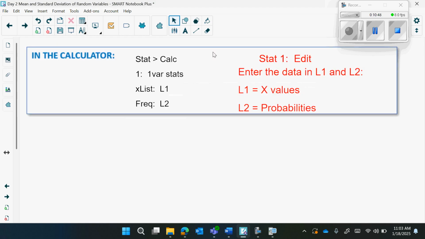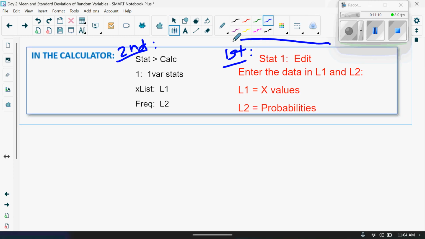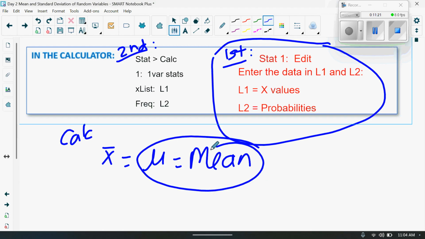To note, you first really should go to these red steps here. First, you're going to go to stat, edit, and enter the data in L1 and L2. L1 is the X values, L2 is the probabilities. After you do that, you're going to go to stat, calc, one variable stat, L1, L2, and then you're going to get the mean. And the mean on the calculator says X bar, but it's really mu in this case because it's a population of all of Pete's costs, all the money he collected over time from his distribution.